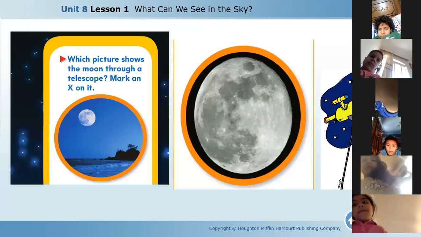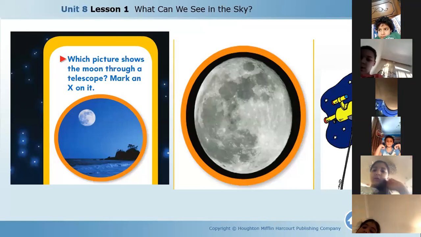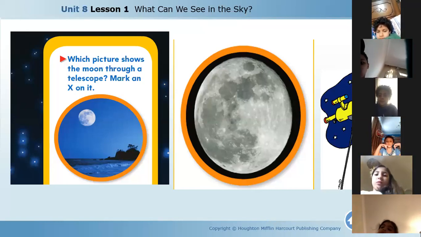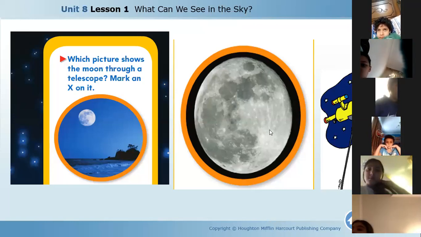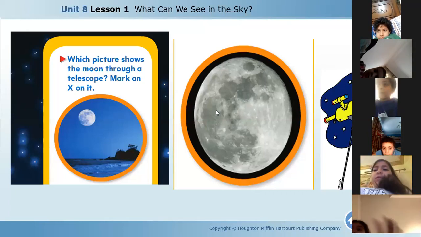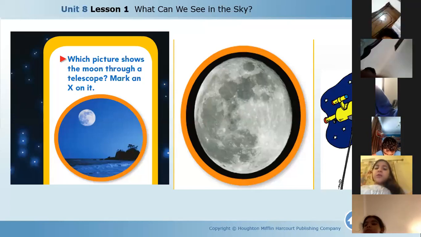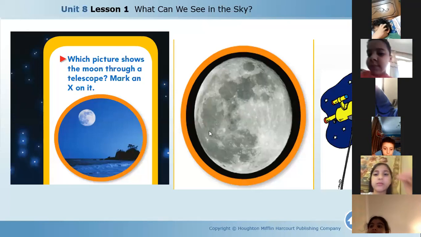Yes, I'm using a telescope. Which picture will I see? The one with the sea and small moon or the big moon? The big moon. Excellent, the big moon. This one, guys, I'm pointing at it. The big one. Bravo, Yazin. The big one, because the telescope magnifies things. It means it makes things bigger.